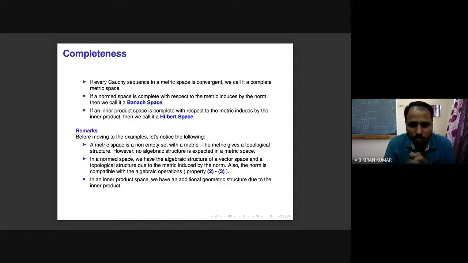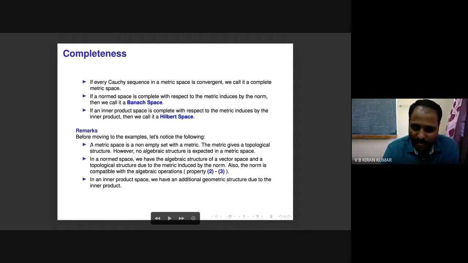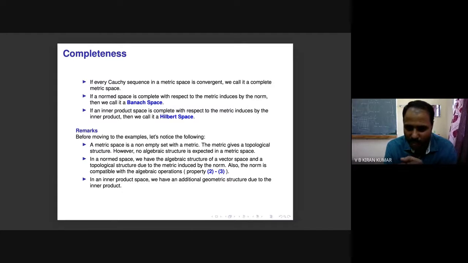Now, let me just note this down. Yeah, this is a very important thing. We began with metric spaces, right? In fact, on every non-empty set you can define some metric, right? So a metric will give you a topological structure, and you can do anything with that, whatever topological things.